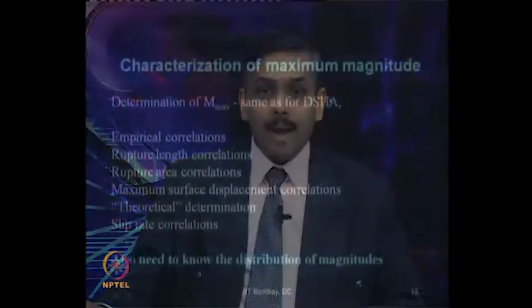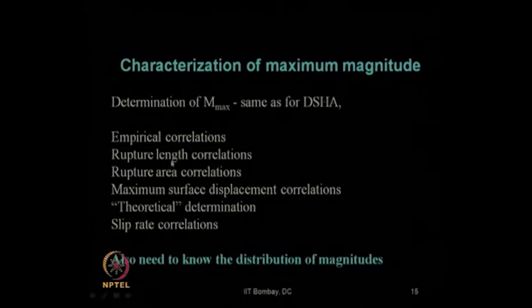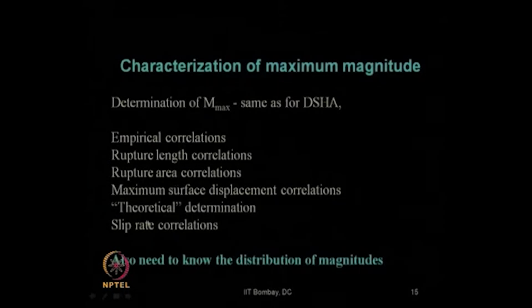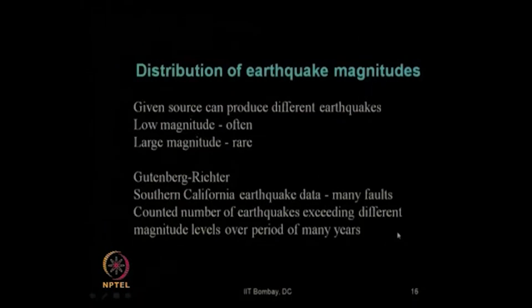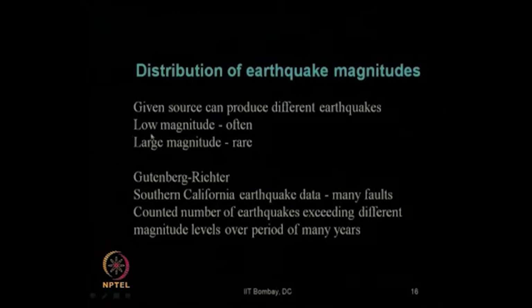Next we have seen how to characterize the maximum magnitude. It is similar to the DSHA process, either using empirical relationships with respect to length, area or surface displacement of the fault, or the theoretical determination through the seismic moment concept or the slip rate correlation process. And we often find that the distribution is such that earthquake occurrence of low magnitude will be quite frequent and of large magnitude will be very rare.